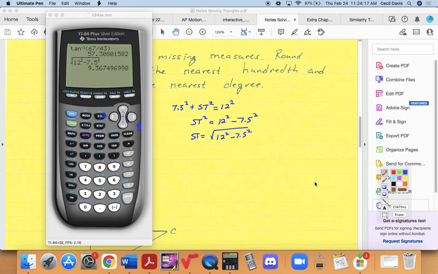And it said round sides to the nearest hundredth. So st is approximately 9.37.